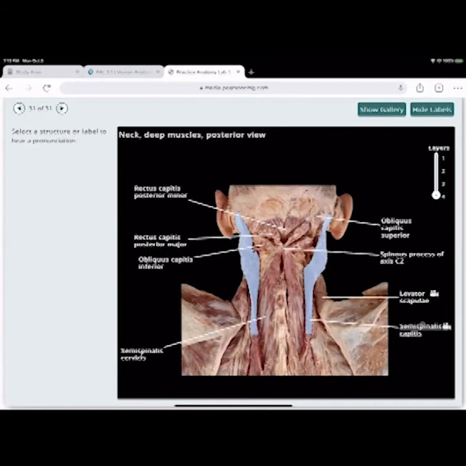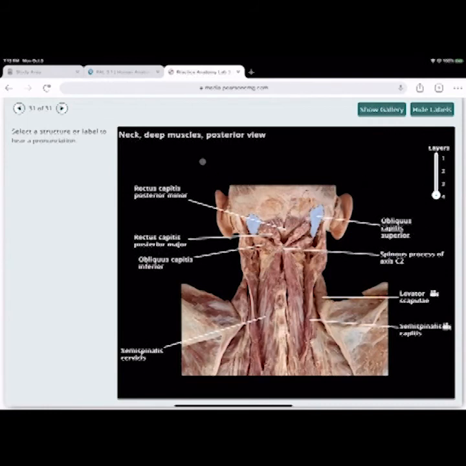Levator scapulae, the muscles in the neck. This is a spinous process or the tip of the transverse process of C2 as it feeds back from the spinal cord. And then the muscle on the top, right by the occipital bone, is the obliquus capitis superior on both sides, on both edges there.